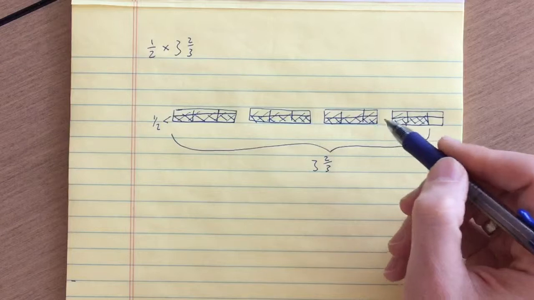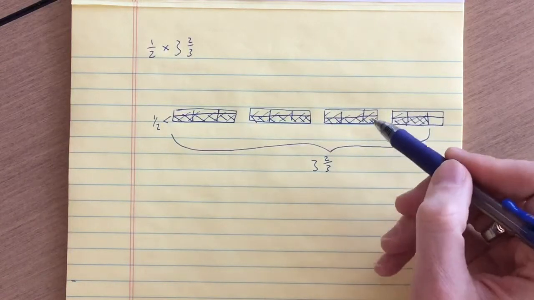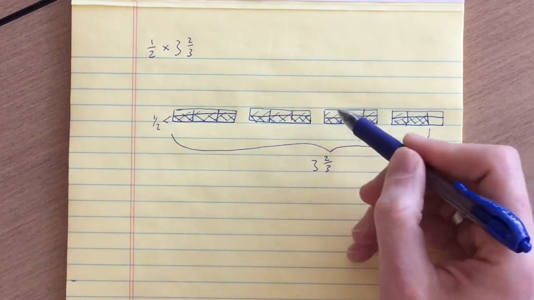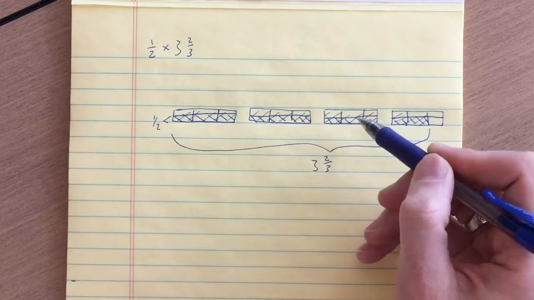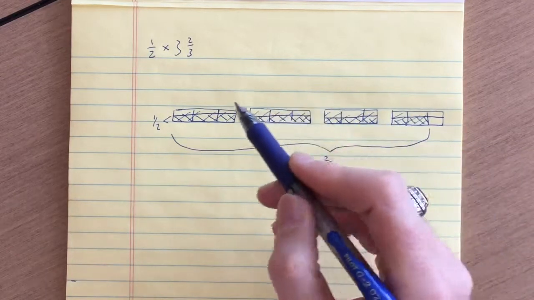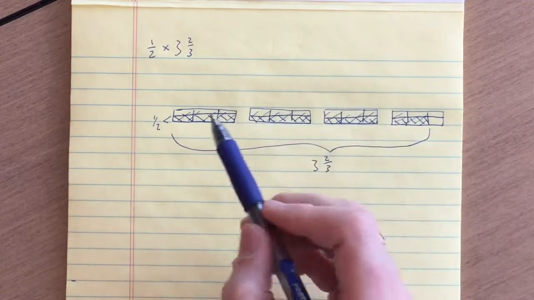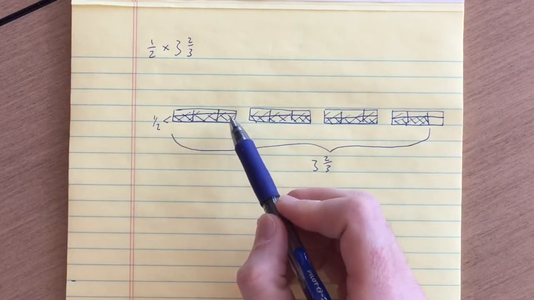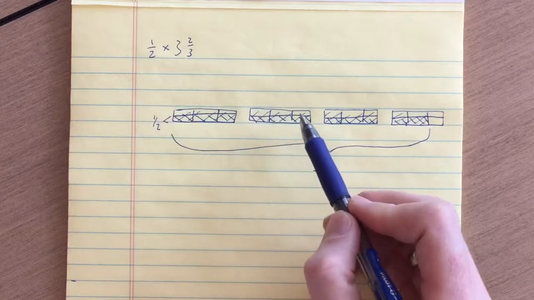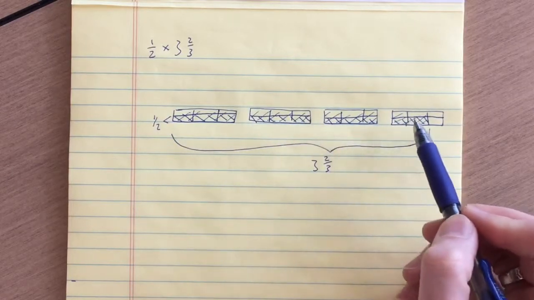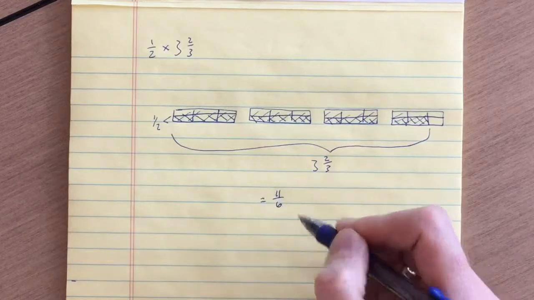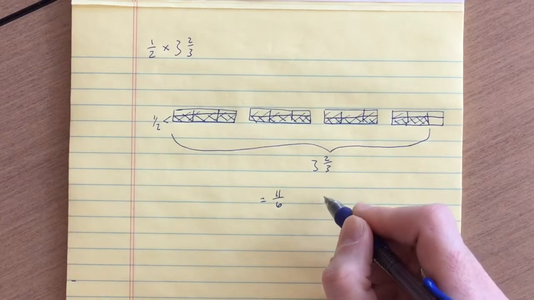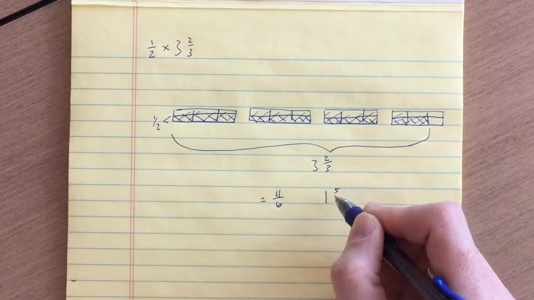Now I've made a new unit. I went from thirds to now my unit is sixths. And I want to know how many sixths is 1/2 of 3 and 2/3. And that's 1/6, 2/6, 3/6, 4, 5, 6, 7, 8, 9, 10, 11 sixths. 11 sixths. It's improper, so I'm going to change it to 1 and 5/6.